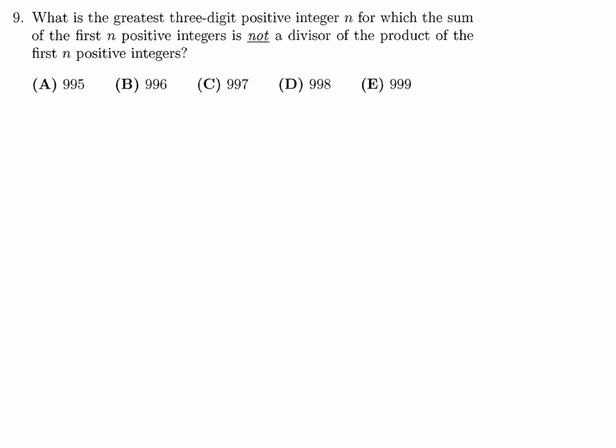What is the greatest 3-digit positive integer n for which the sum of the first n positive integers is not a divisor of the product of the first n positive integers? All right, so let's talk about this. First, let's understand what it is they're saying.